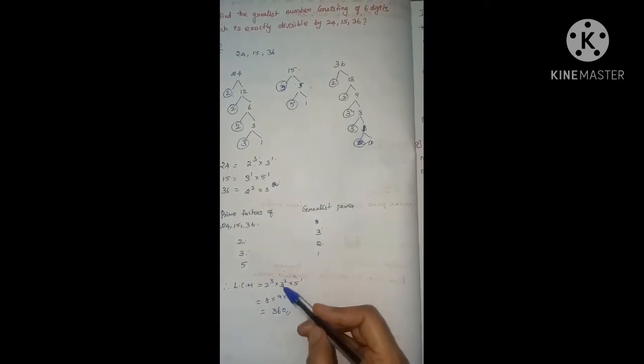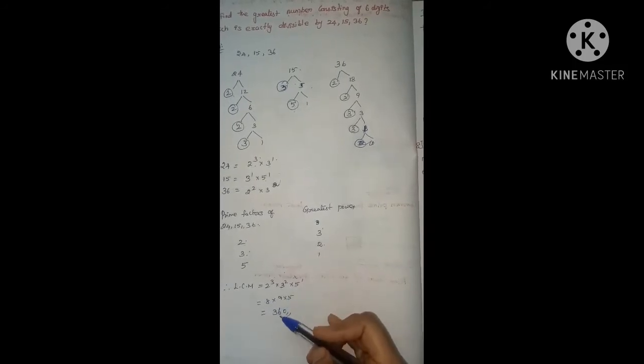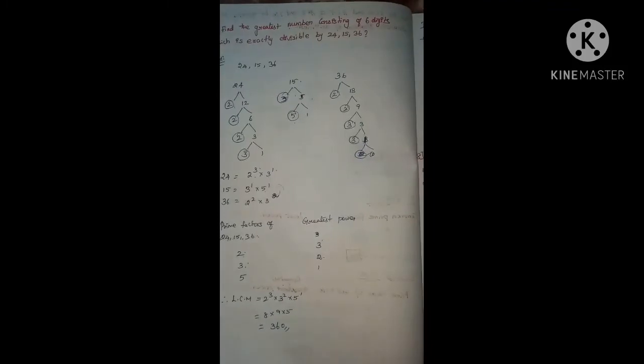So 2 cube is 8, 3 square is 9, 5 power 1 is 5. 8 into 9 into 5, 360. So the LCM is 360.